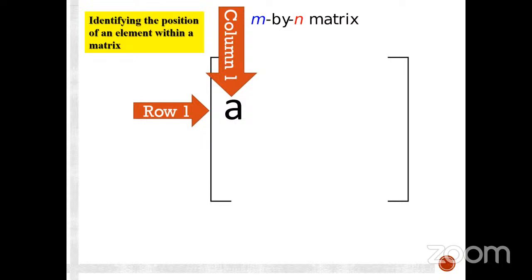Let me see if somebody can tell me, Dr. White. We want the reduced form. All right, Diana is ready. Diana says 1, 1. Good job, Diana. Very good. Because the element A is in row 1 and column 1. So each element has its position.